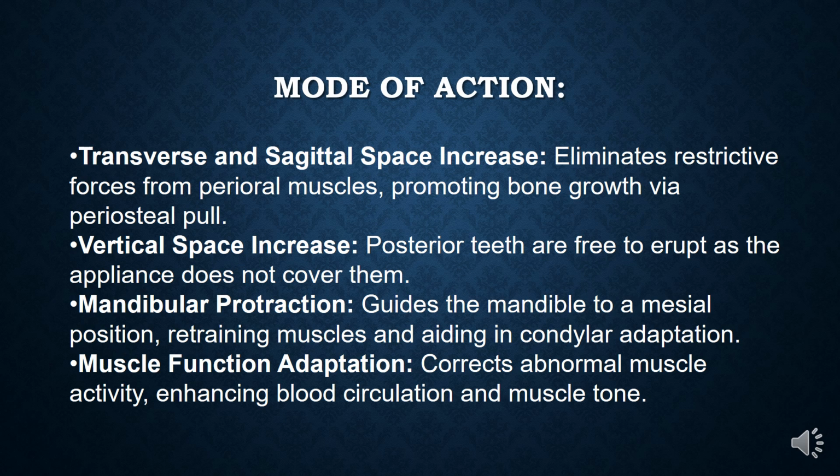Coming to the mode of action, there are four effects of the Frankel appliance on the dentoalveolar structures. First one is the increase in the transverse and sagittal space. Frankel's appliance eliminates restrictive forces from perioral muscles promoting bone growth via periosteal pull. There is also increase in the vertical space since posterior teeth are free to erupt as the appliance does not cover them. There is also mandibular protraction as Frankel's appliance guides the mandible to a mesial position, retraining the muscles and aiding in condylar adaptation. Fourth effect is on muscle function. It corrects the abnormal muscle activity, enhancing blood circulation and muscle tone.